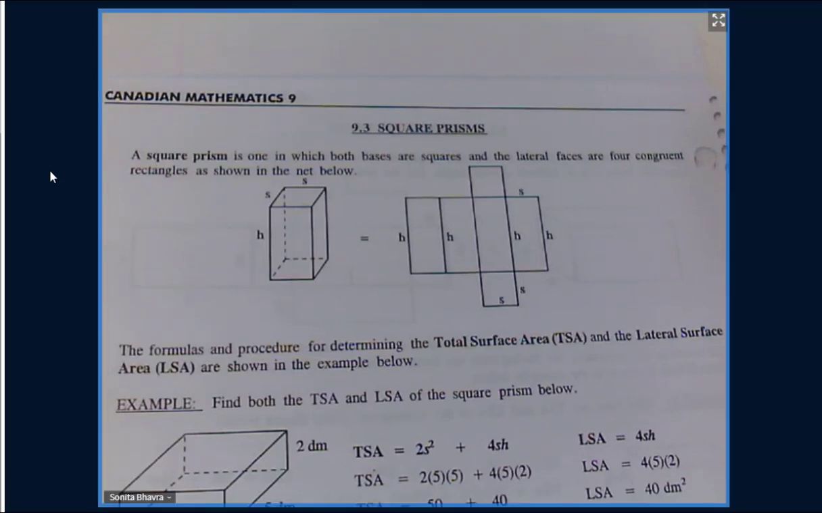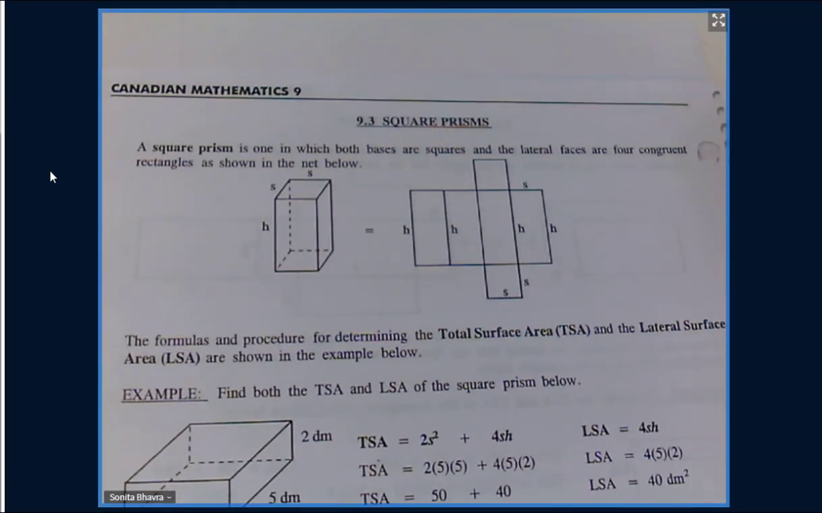Okay, so today's lesson, we are looking at 9.3, which is square prisms, and we're also going to look at 9.4, which is cubes. Now, it's not much different than the rectangular prisms that we looked at last class. The only difference today is that the base will be square.